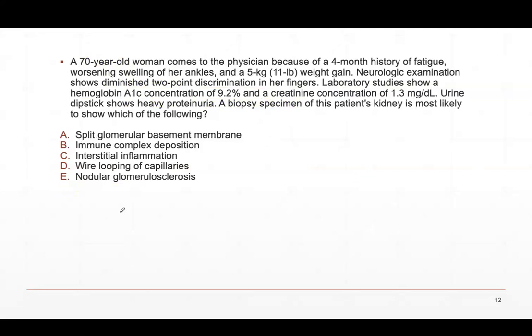Like, next question. This time we have a 70-year-old woman. She's coming because of a 4-month history of fatigue and worsening swelling of her ankles and a 5-kilogram weight gain. Neurologic examination shows diminished 2-point discrimination in her fingers, and she has a hemoglobin A1C concentration of 9.2% and a creatinine concentration of 1.3 milligrams per deciliter, and she has heavy proteinuria on her urine analysis. What would you find in her biopsy? Excellent, yes. So indeed, it's nodular glomerulosclerosis.